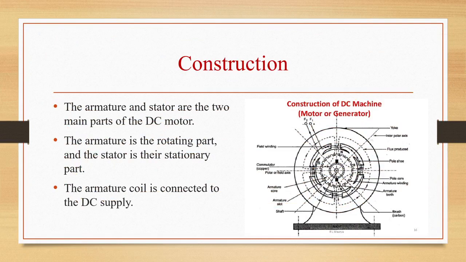Let us see the construction. Already construction of a DC generator I have said in the third unit, so we will just put a light on this. Construction of a DC machine, whether it is a motor or generator, is same. So armature and stator are the two main parts of a DC motor. Armature is the rotating part and stator is the stationary part. Armature coil will be connected to the DC supply.